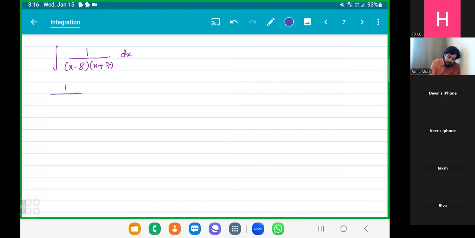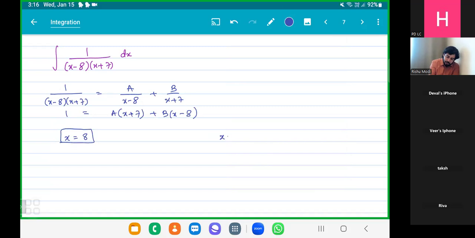So here we'll have 1 upon (x minus 8)(x plus 7) is equal to A upon x minus 8, plus B upon x plus 7. We cross multiply, or we take the LCM, whatever you say, and B(x minus 8) will be there. Now to get the value of A, we substitute x is equal to 8. To get the value of B, we substitute x is equal to minus 7.